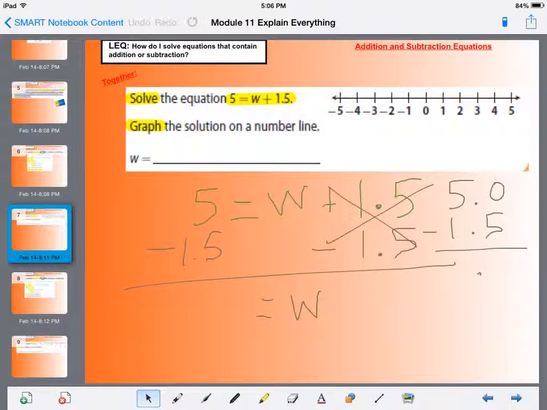You can't take 5 from 0, so the 5 becomes a 4. This is 10 minus 5 is 5. Make sure you line up your decimal points like a soldier. 4 minus 1 is 3, and so W is 3 and 5/10.